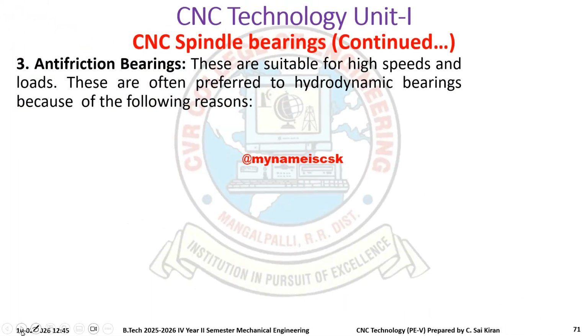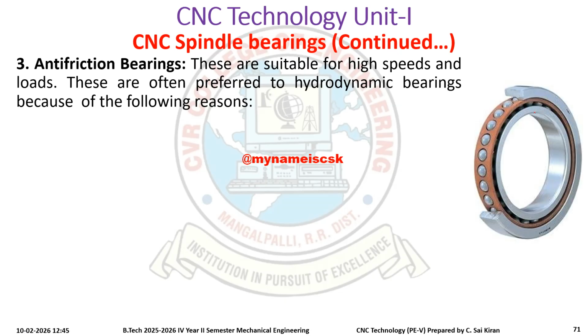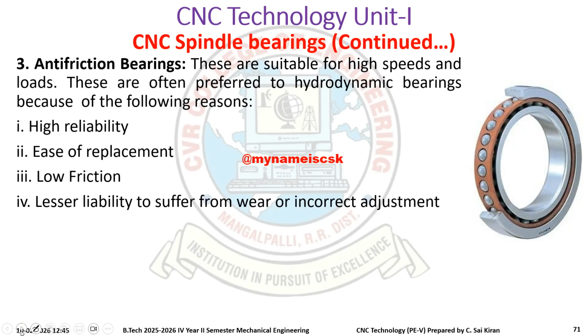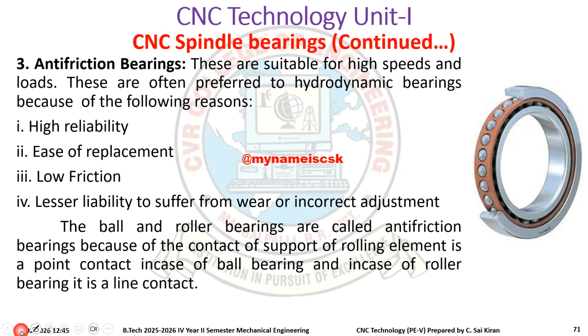Okay. Next type is the anti-friction bearing. These are suitable for very high speeds and are often preferred over hydrodynamic bearings. So these are the anti-friction bearings that we have. We can rely directly on the anti-friction bearing, and it is very easy to replace. Whenever the bearing has wear and tear, we can replace it easily. It has very low friction and less tendency to suffer wear and incorrect adjustment. So there is no need for any incorrect adjustment; we can just place it and use it.